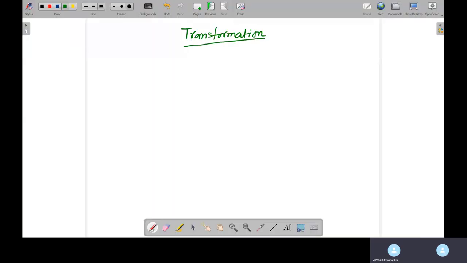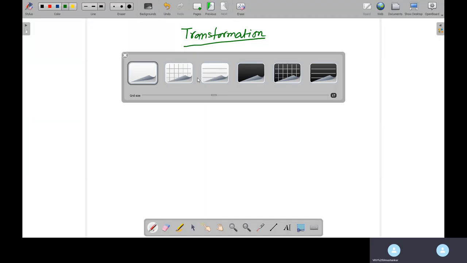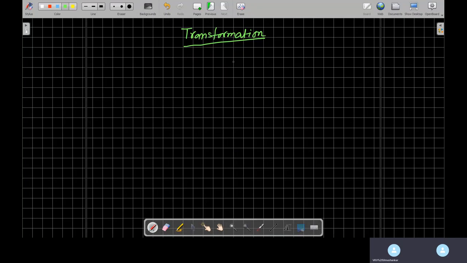It's a very important topic. Transformation. Let me change the background to this. How are you going to work on transformation?